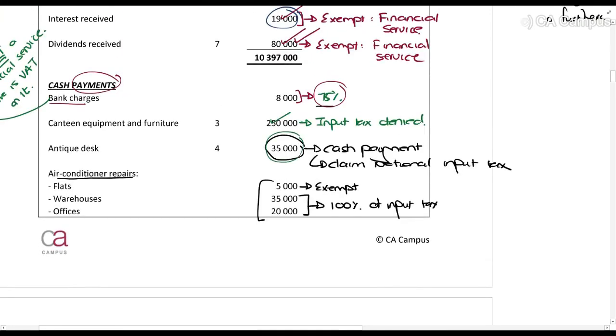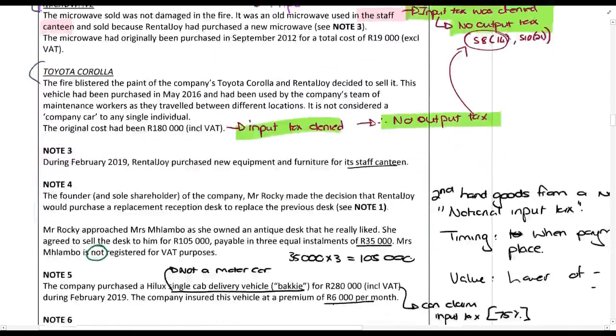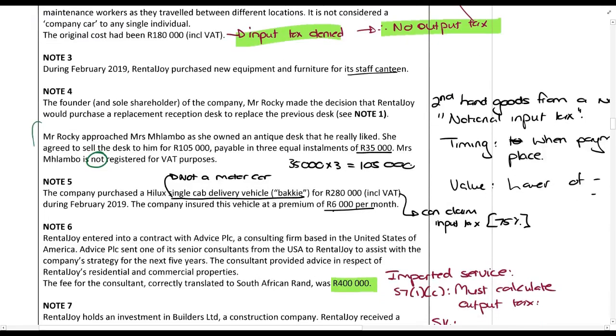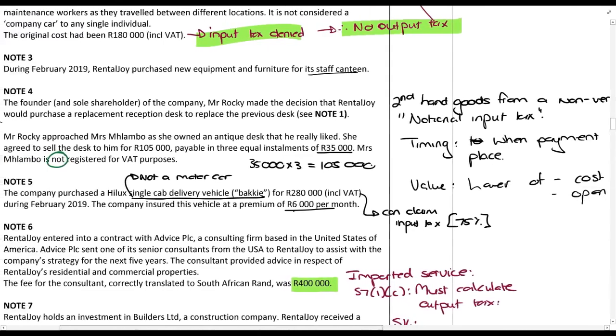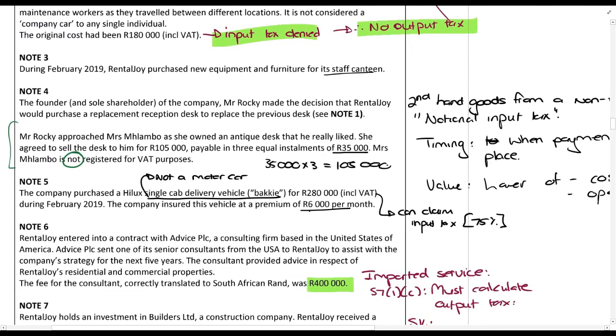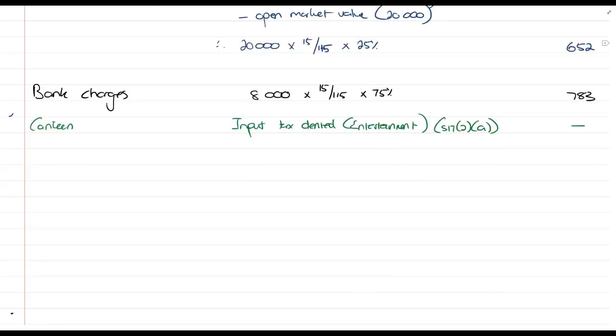Then we have the antique desk. Now remember what happens with the antique desk. See the amount here? This is the cash amount, 35,000 rands. And you'll remember with the antique desk that it was second-hand goods purchased from a non-vendor. So you can only claim the amounts which have been paid. So why is this important for you to know? It's important for you to see, usually you would claim it on that 105,000 rands or the earlier of invoice or payment. But now, because it is second-hand goods, you claim it only on the amount that was paid, which is 35,000 rands. So I'll explain and just put it down here, everything that is necessary.